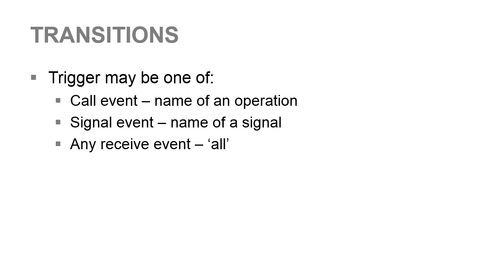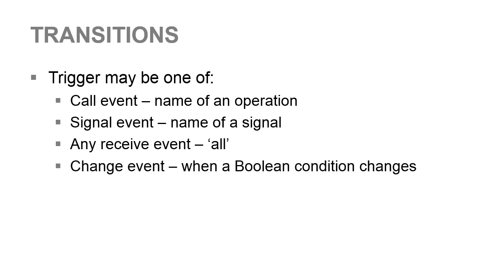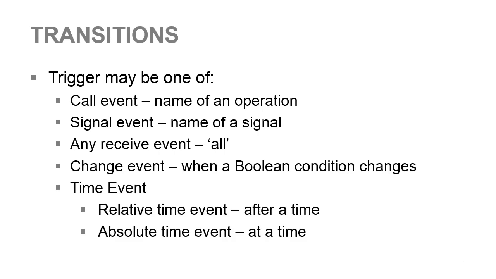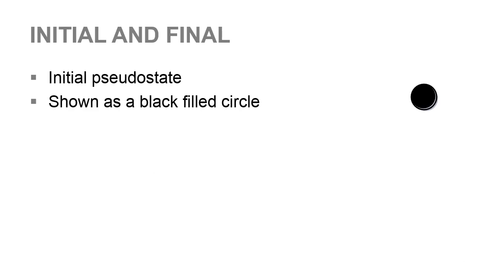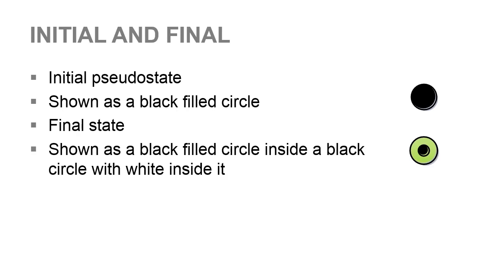any event will cause the trigger; a change event, triggered by a change in a condition; or a time event, which can be a relative time event, after some period of time has elapsed, or an absolute time event, which is at a particular set time. We can also show the start of a state machine using an initial pseudostate, which is a small filled black circle, and the end of the state machine can be shown with a final state, which is a filled black circle inside a black circle with white inside it.